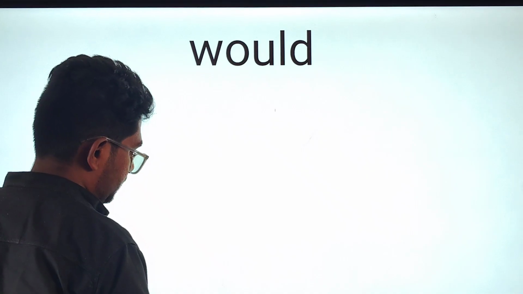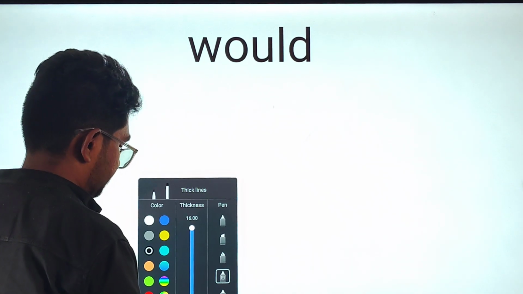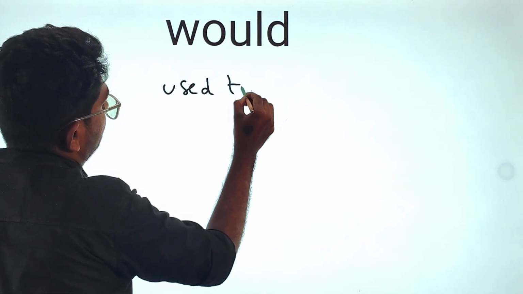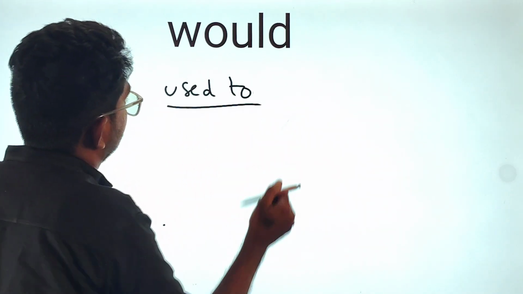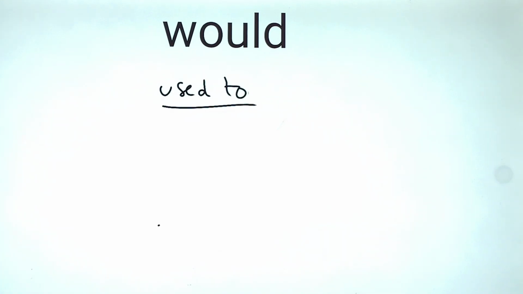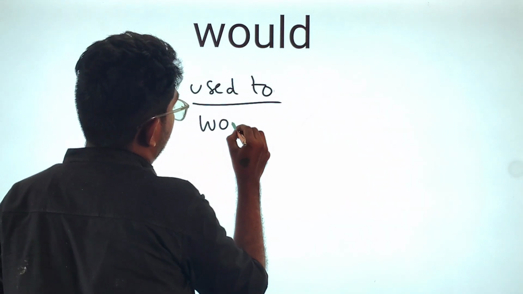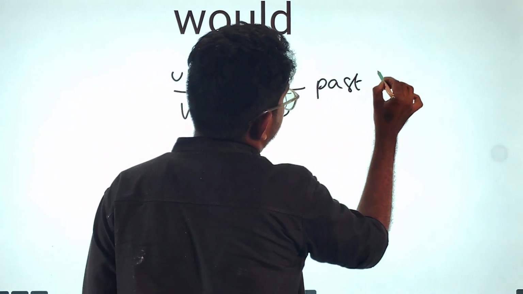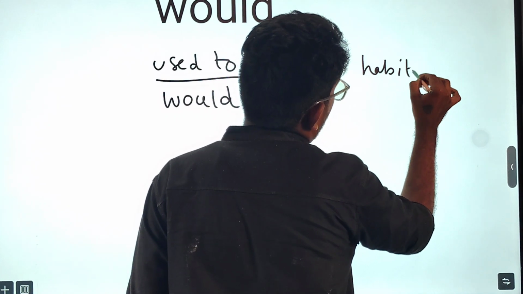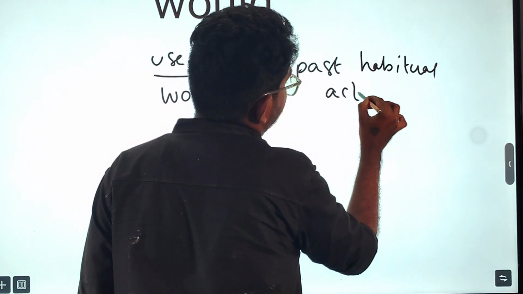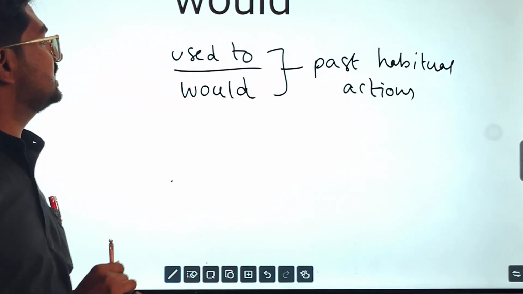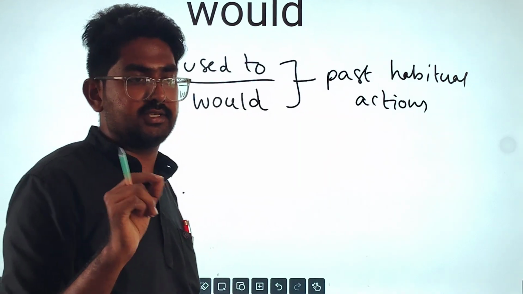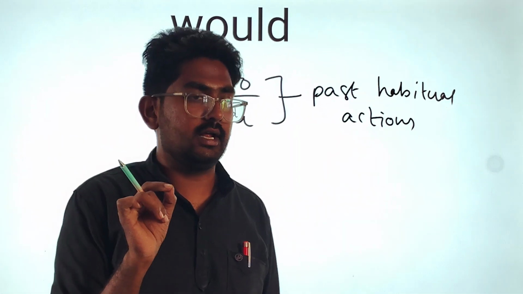I will try to write on this board so that you can understand very easily. Next one is used to. Used to and would, these two indicate past habitual actions. I will write some examples so that you can understand very easily.